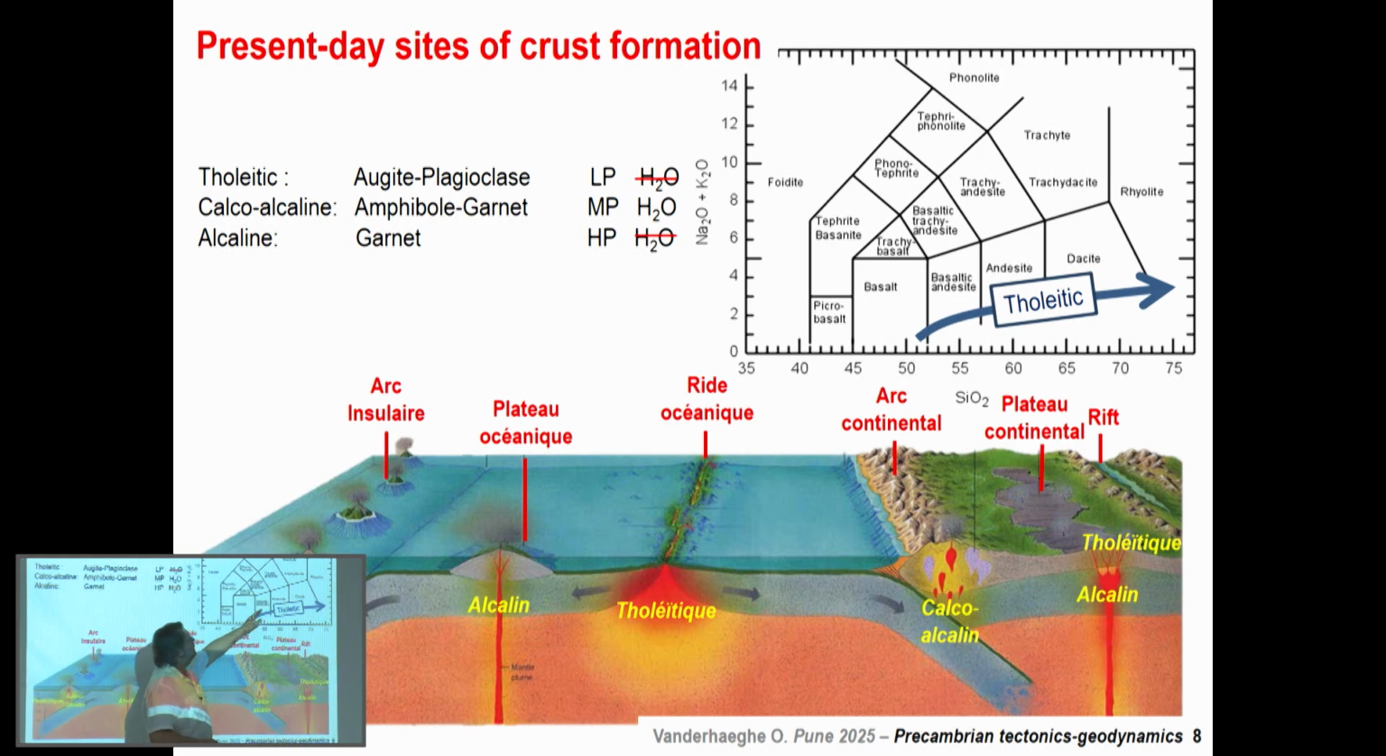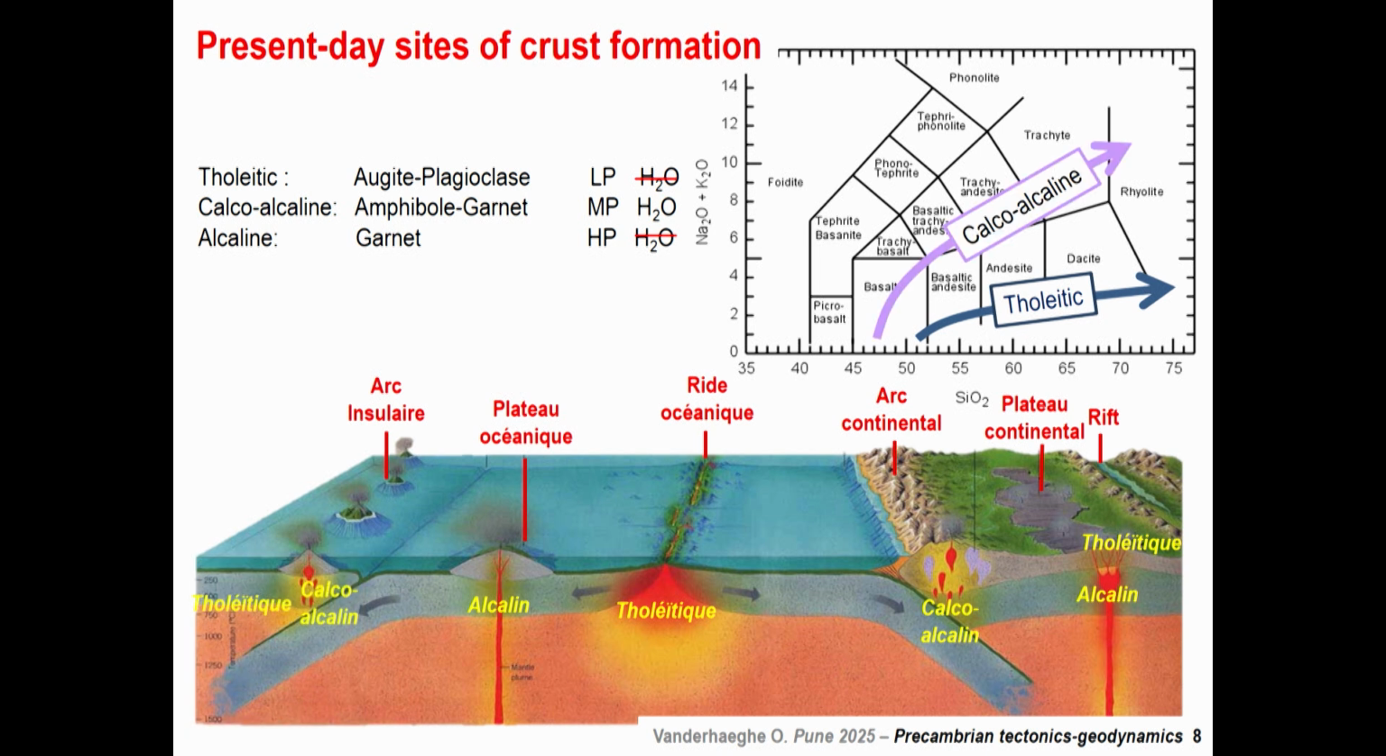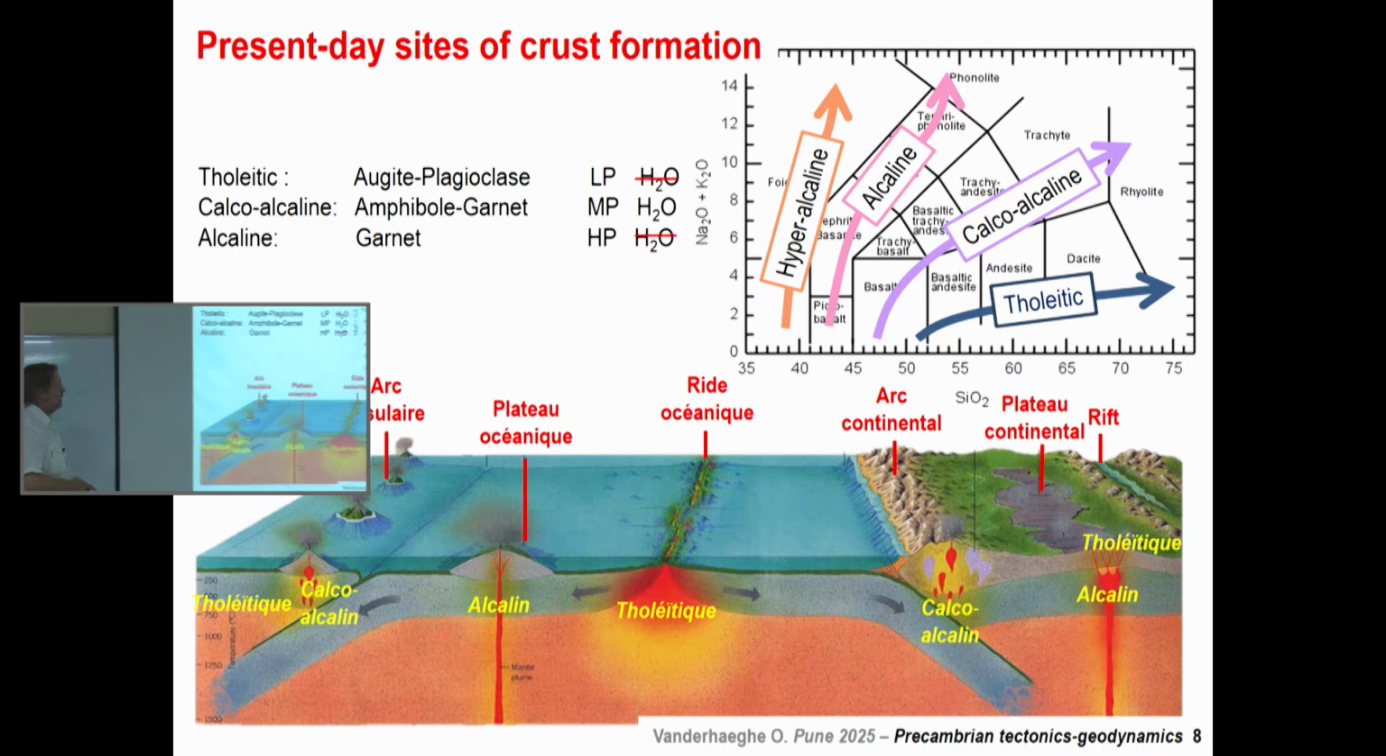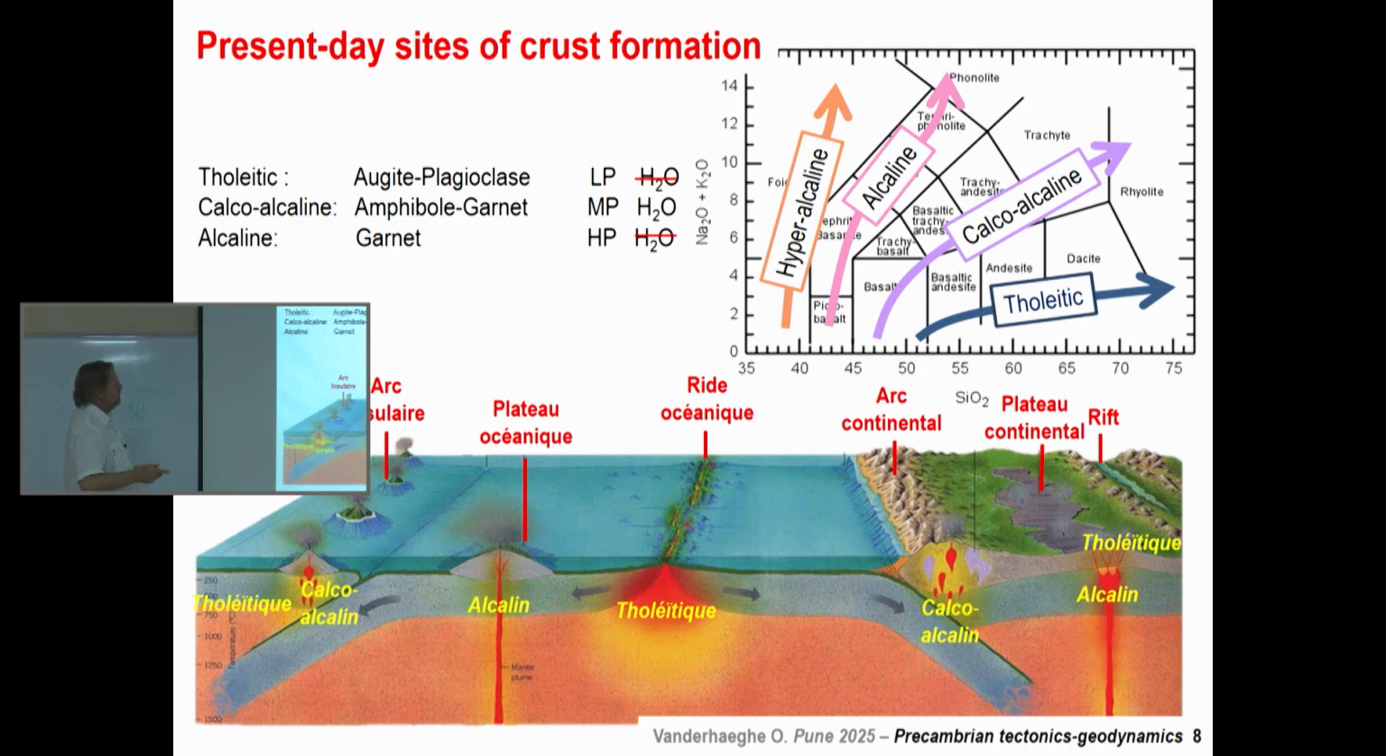The tholeiitic evolution of magma goes from low silica to high silica without much increase in alkalis, whereas the calc-alkaline, with the increase in silica, goes through an increase of alkalis. And you can also have alkaline and hyperalkaline, which are characterized by very low increase in silica, but a lot of increase in alkalis. Not going to go into the details, but just remember the names, tholeiitic, calc-alkaline.